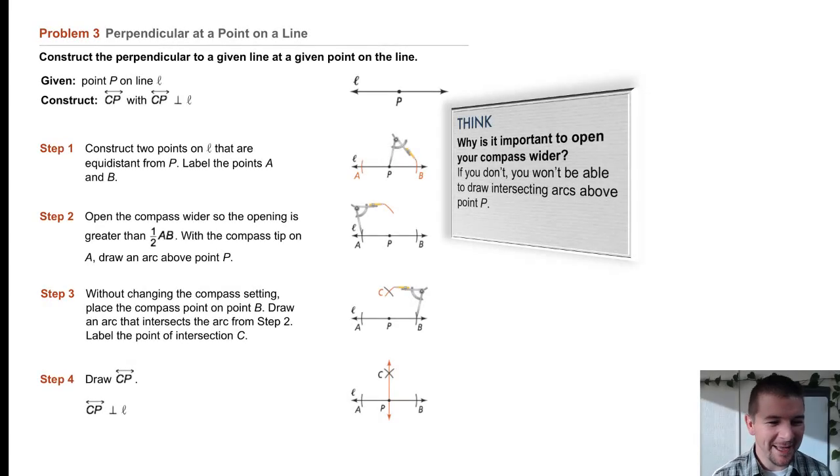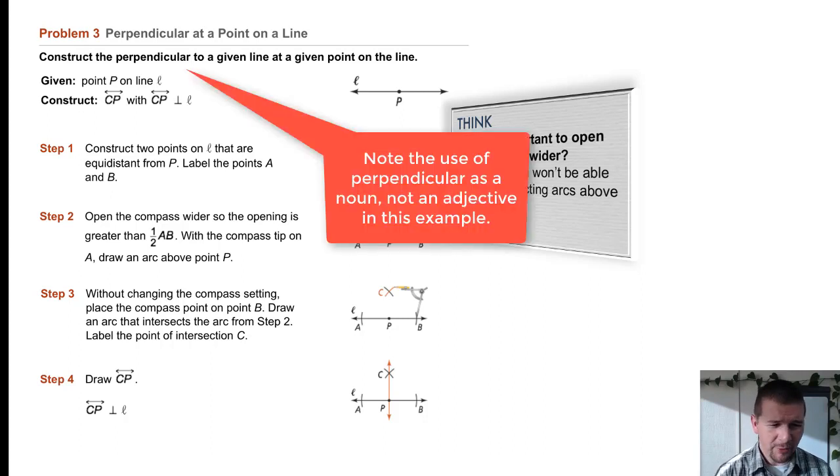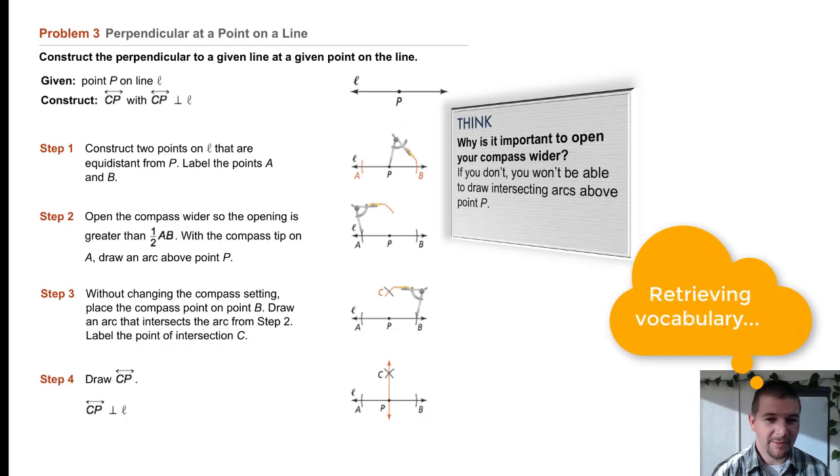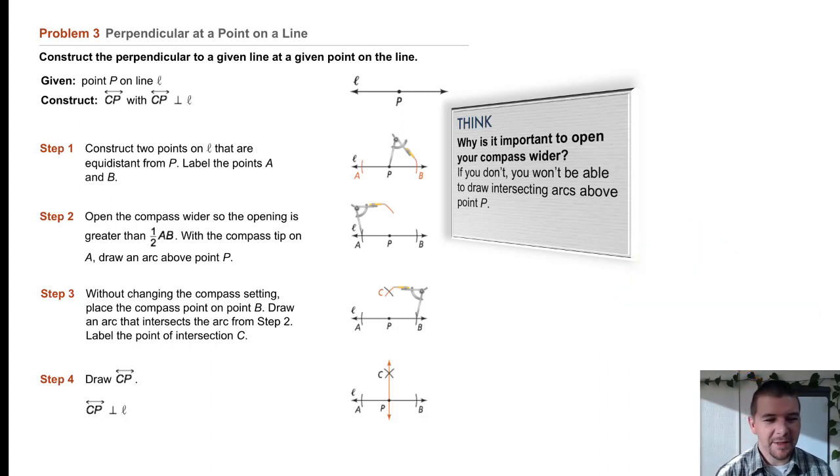Problem 3, perpendicular at a point on a line. Construct the perpendicular to a given line at a given point on the line. We're given point P on line L. Doesn't really matter where P is or where L is. These are arbitrary geometric things. Our job is to construct line CP so that CP is perpendicular to L.